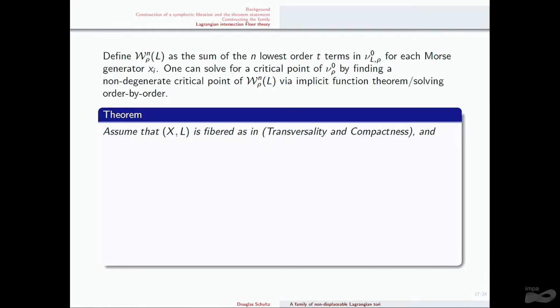Okay, and then so how to compute this? In practice, it's easier just to do the low area guys. So let's just assume that X and L are fibered as above, so it's compact, and the fiber is monotone, and the base is going to be rational.